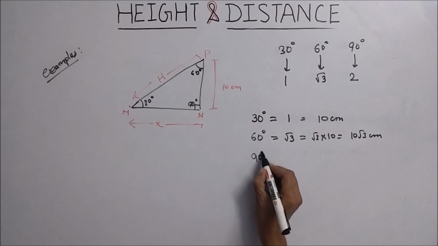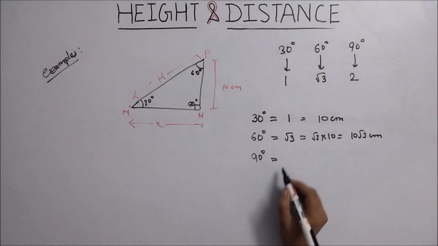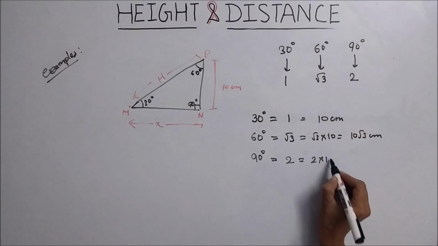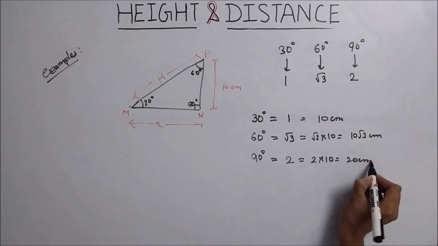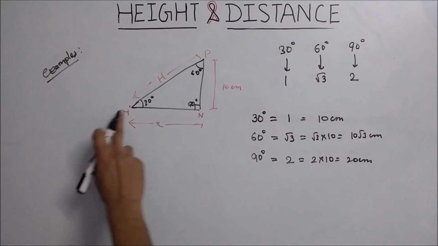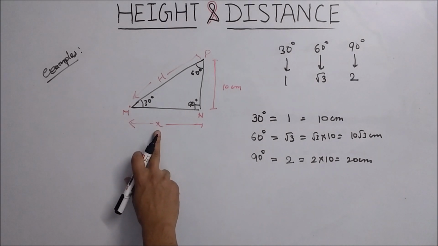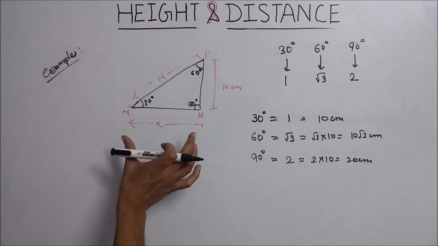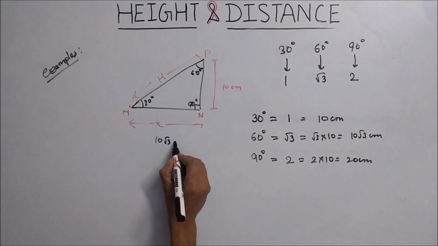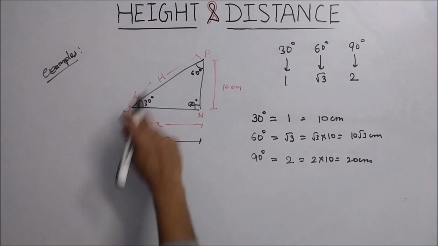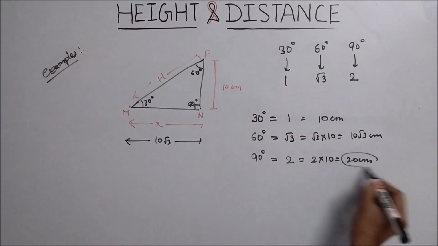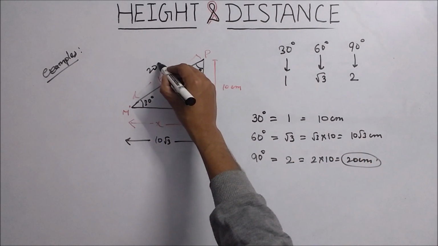If we talk about the angle 90, what is the value? That is 2. When one part is equal to 10, then 2 parts is equal to 2 into 10, that is 20 centimeter. So what we get? The distance between the man and the tree, that is x, or you can say the side opposite to angle 60, is 10 root 3, and the hypotenuse, or the side opposite to angle 90, is 20.